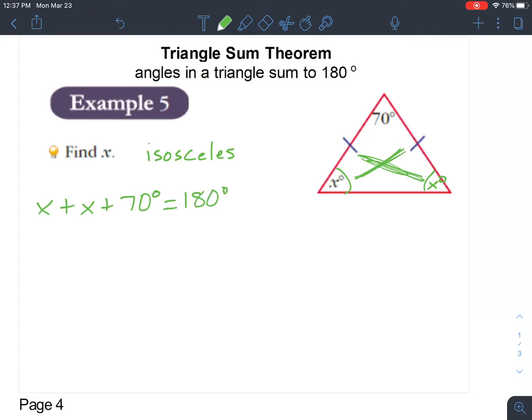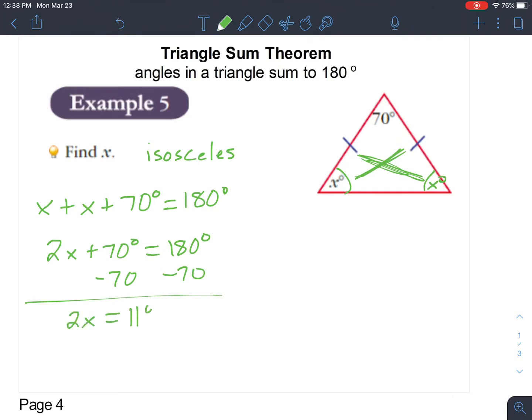Now we just need to solve it. We have like terms here that can combine, so we will now get 2x plus 70. We need to subtract 70 from both sides. That gives us 2x is equal to 110. And then we have to divide both by 2. And x equals 55 degrees.